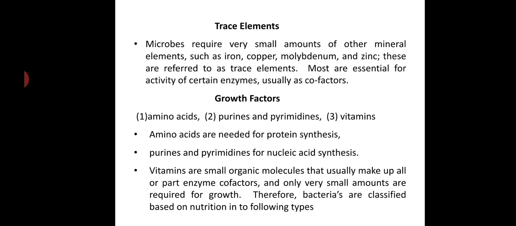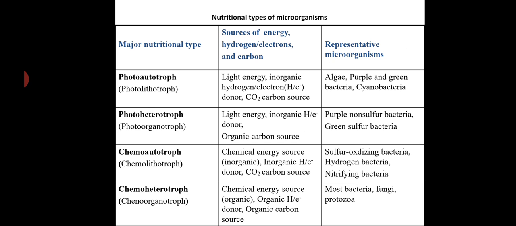Therefore, bacteria are classified based on nutrition into the following types, also called nutritional types of bacteria. The major nutritional types are the photoautotrophs, also called photolithotrophs: photo, light; auto, self; troph, that is synthesis.